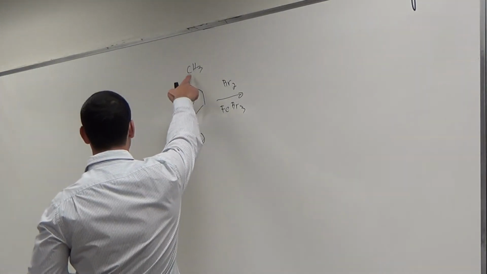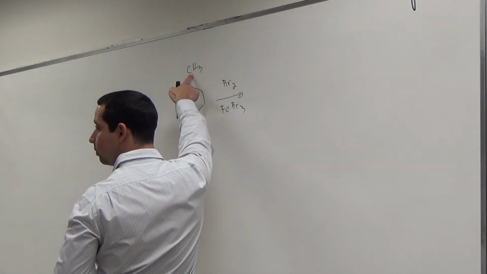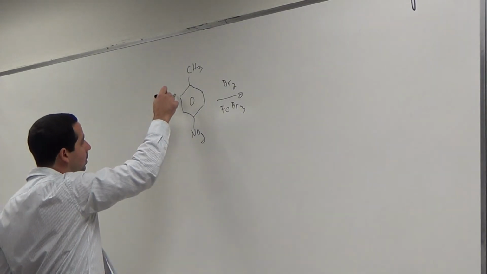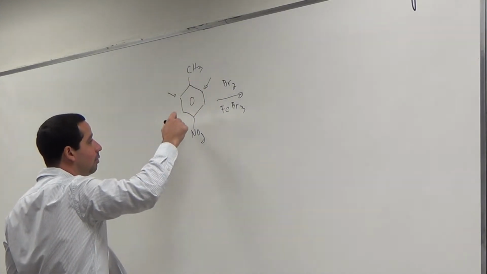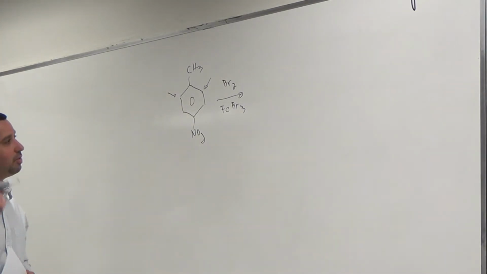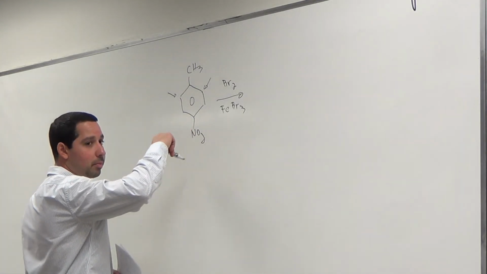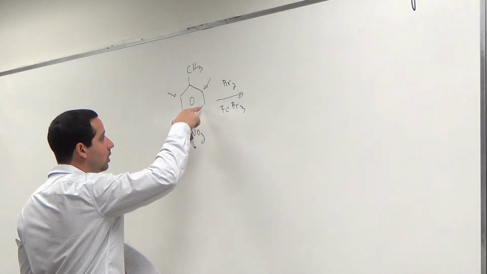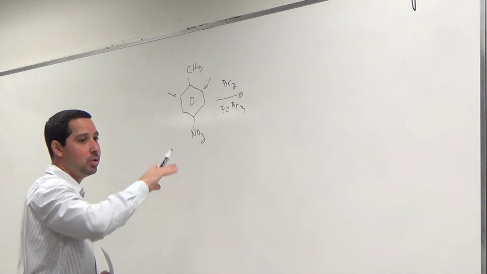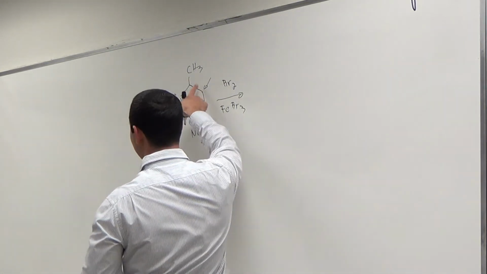Because this group is telling us that the new incoming group is going to go where? The ortho pair. So I am going to go like this. It's going to go ortho. Well, the pair is occupied. Save me some trouble. And now this group is telling us that it will go where? Meta. So that's meta. Both of these groups are telling you they are going to go in the same position, which is ortho to this.